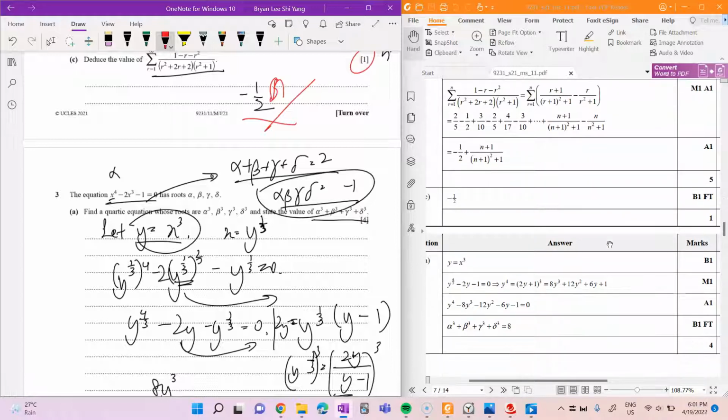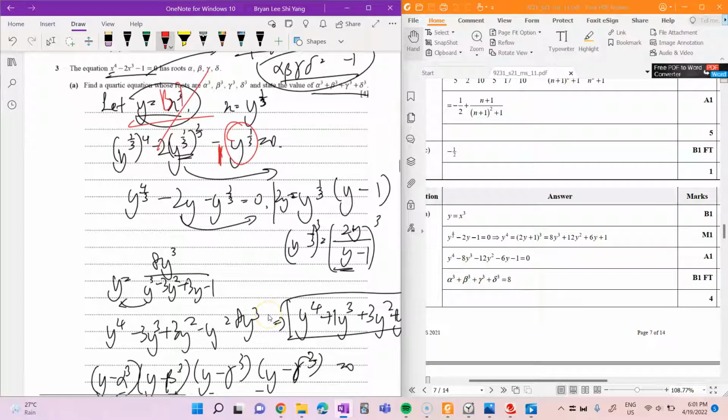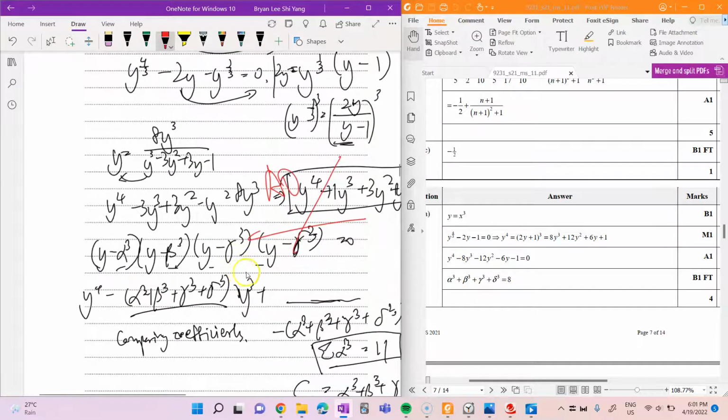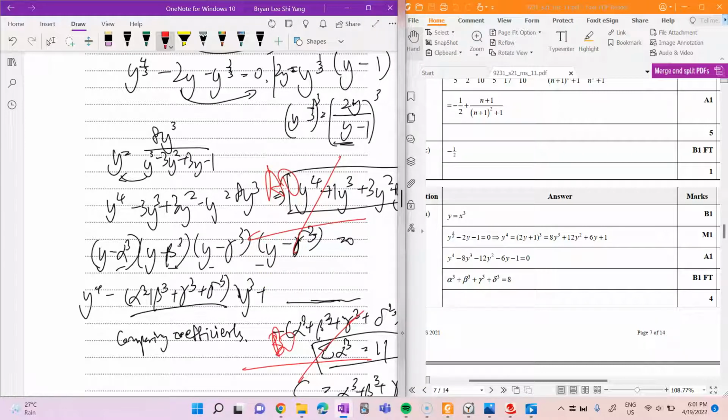Yeah, y equals x cubed. So this is a statement mark over here, and then y to the fourth power minus 2y over 1. Yeah, this is one very careless mistake that you're seeing, and because of this one mistake, the entirety of the remainder of the question is just wrong. So this one is incorrect, so this is a 0, right? And then comparing coefficients, even though I did the method correctly, they only award a statement mark, so this is a B0 over here.